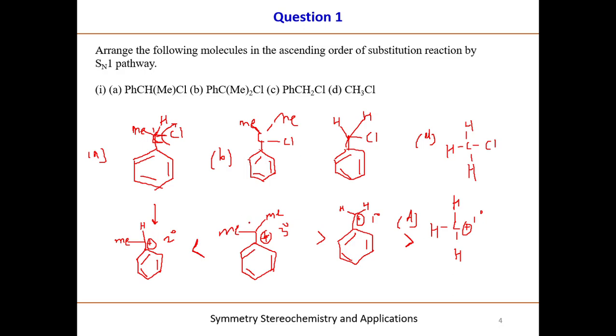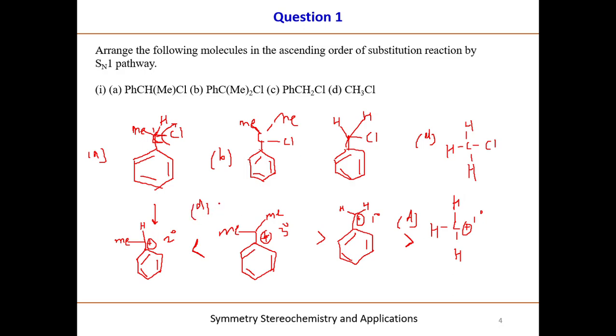So what will be the pattern for this one? See, B is the highest. If we are talking about the SN1 pathway, highest means most stable carbocation, which is B. That means it will follow the SN1 pathway substitution reaction very quickly. If I am talking about ascending order, then the least one will come first. So D is the least one.